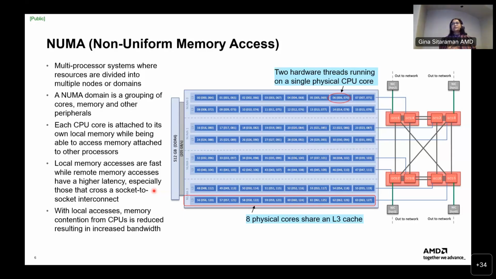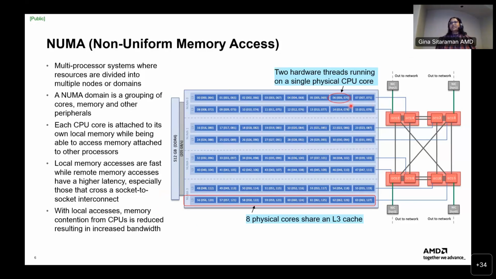With local access, there's also another benefit. We reduce the contention from CPUs. We are only having a limited number of CPU cores reaching for data in some of the memory sticks. That way we reduce contention, and that helps in increasing the achieved bandwidth.